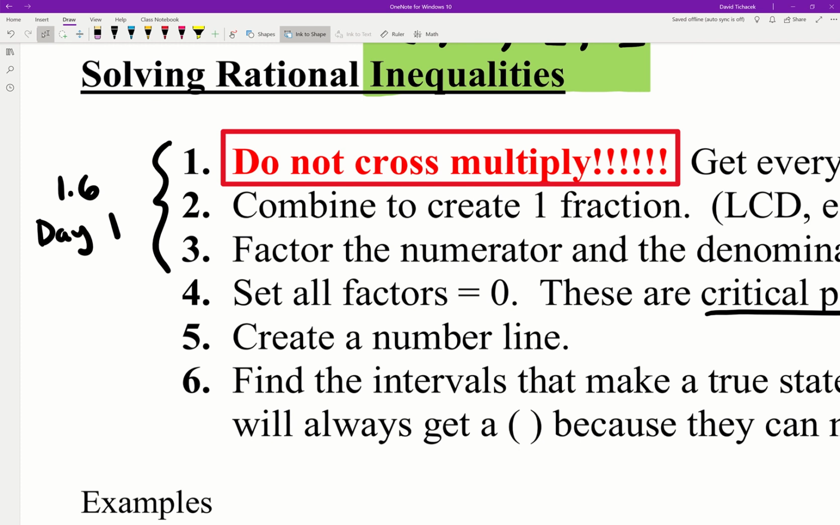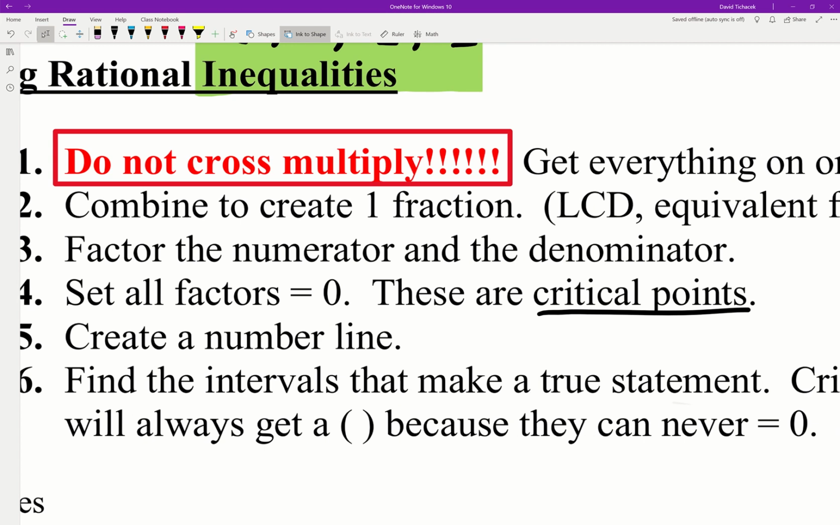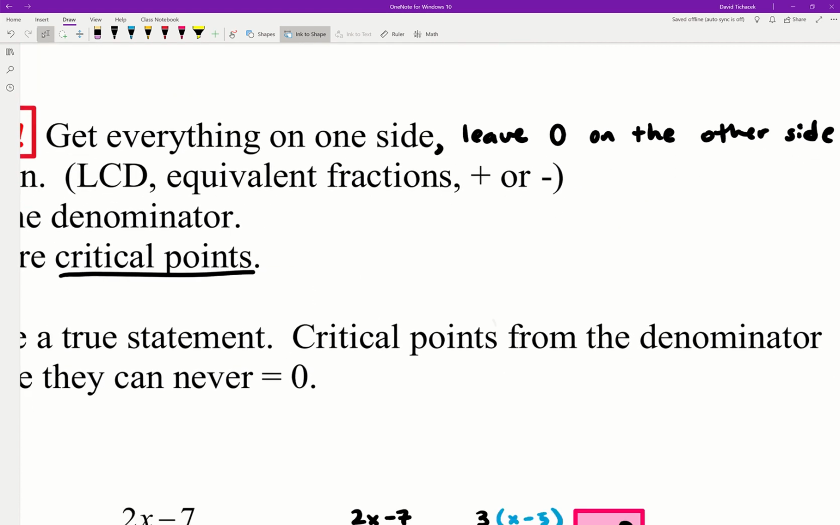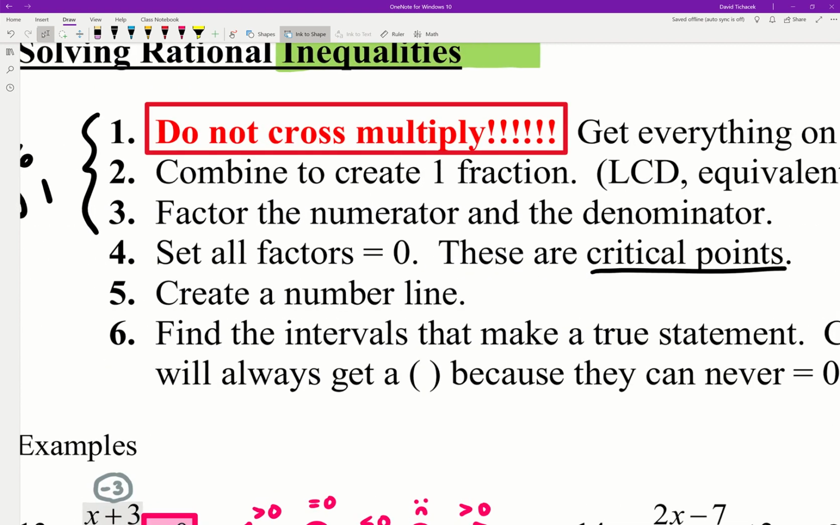The very first thing we need to point out is that we are never going to cross multiply to solve our rational inequalities. You're going to be very tempted to, because it looks like a single fraction equals a single fraction, but that's not what we do. Instead, we get everything on one side and 0 on the other, which has been the first step of many examples throughout chapter 1. Step 2 says to combine everything into a single fraction. Step 3 says to factor the numerator and the denominator.